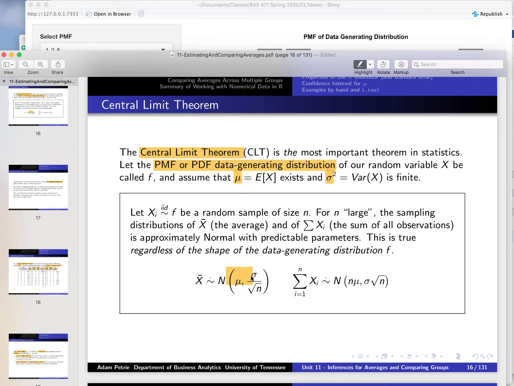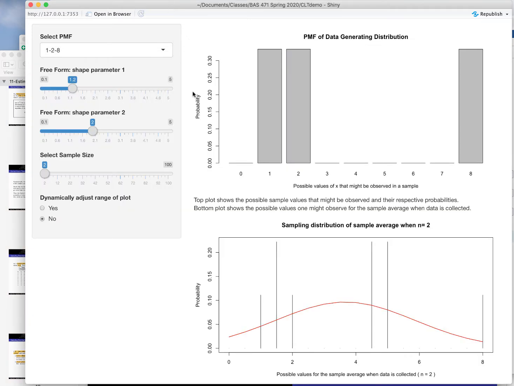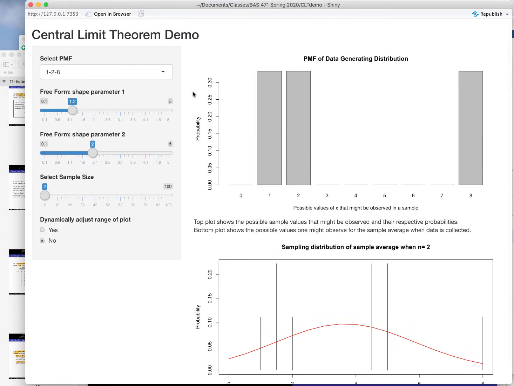Now, I think the best way to really understand this is just with a visual demonstration. So I'm going to bring up my central limit theorem demo here that was written in Shiny, just to really hit this message home and to talk about what the implications are for the central limit theorem.